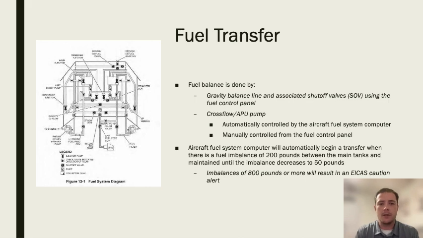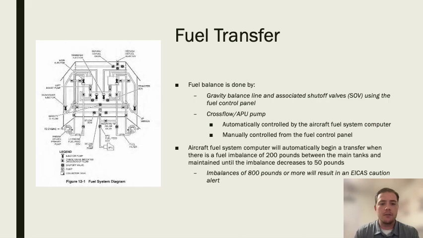So the first thing we'll talk about is fuel transfer. So fuel balance is done by gravity balance line and associated shutoff valves using the fuel control panel, which we'll go over a little bit later. The cross-flow and the APU pump is automatically controlled by the aircraft fuel system computer, or it can also be manually controlled from the fuel control panel.